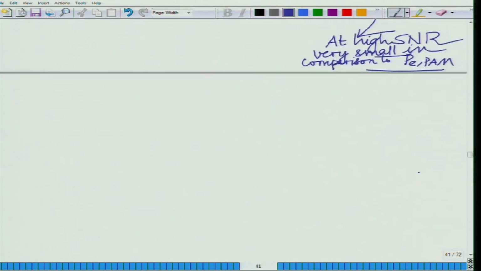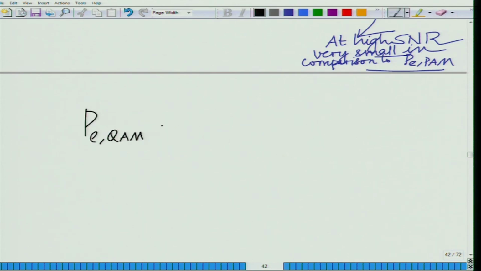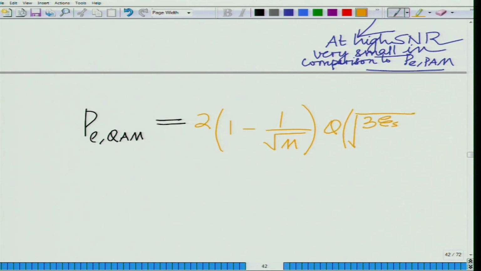So, the overall error rate for the M-ary QAM is equal to, dropping the approximation for simplicity, twice 1 minus 1 over square root of M, Q of square root of 3 Es by N0 (M minus 1).